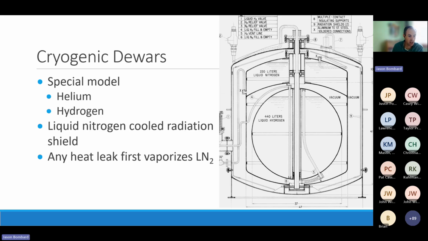Liquid helium and hydrogen, they're not easy to turn into a liquid. Once they're there, if you want them to stay that way, you certainly don't want to do anything that would cause them to boil off faster than necessary.